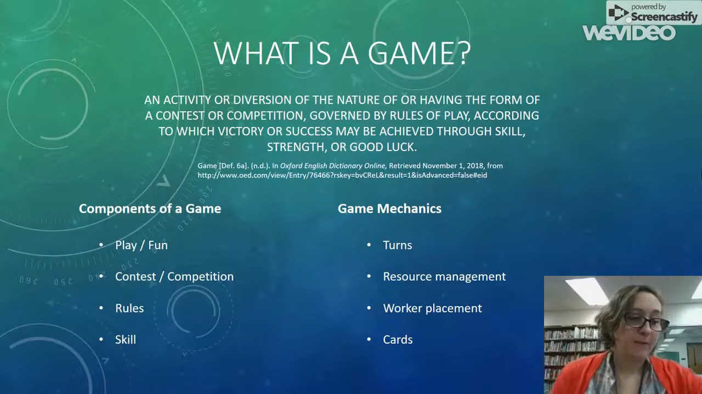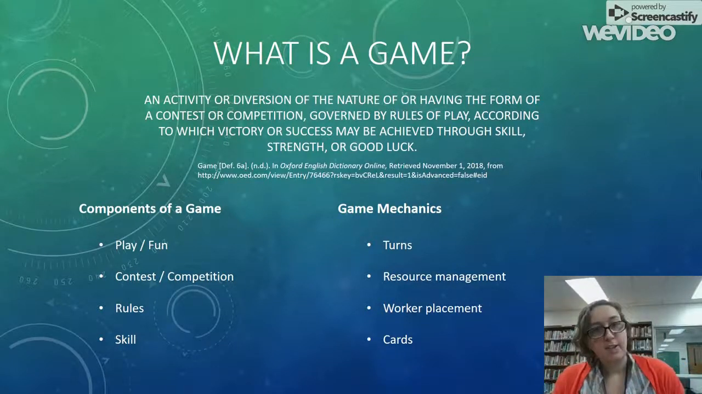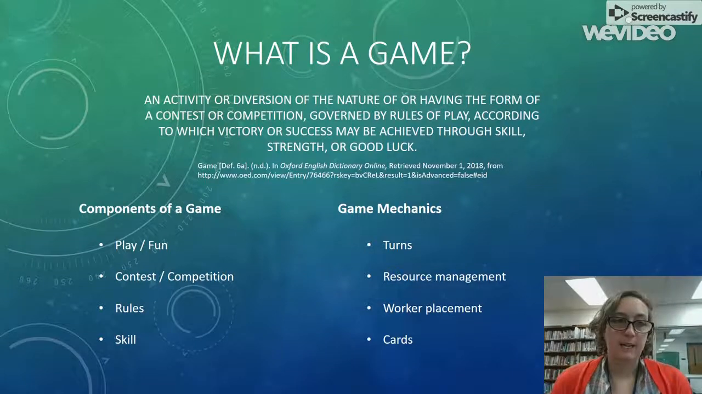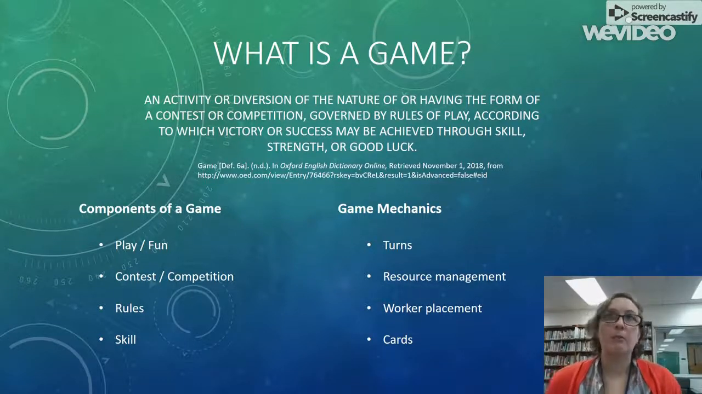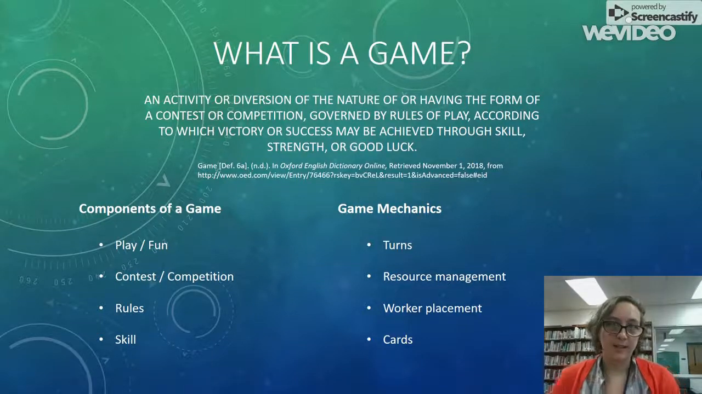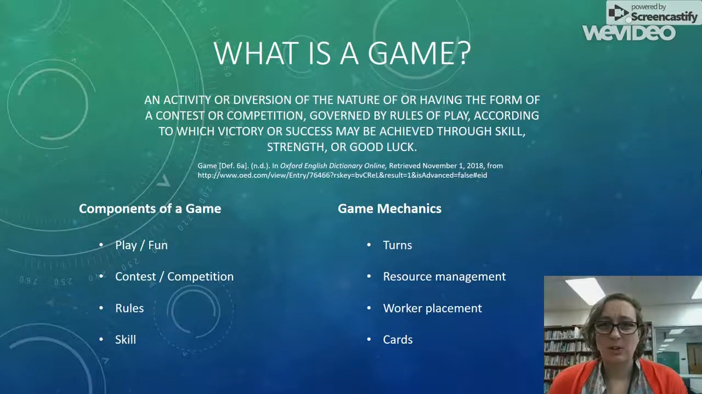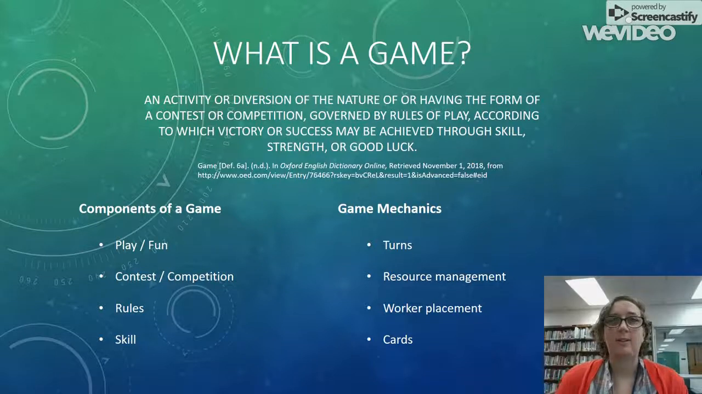So, first, we really have to look at what is a game. This is the Oxford English Dictionary definition, and it really can be broken down into the components of a game. They include some sort of play and fun. There's some sort of competition or contest involved. There are a set of rules that have to be followed, and we're going to ignore the strength and good luck part here and really focus on there's a skill that the player needs to have in order to succeed in the game.